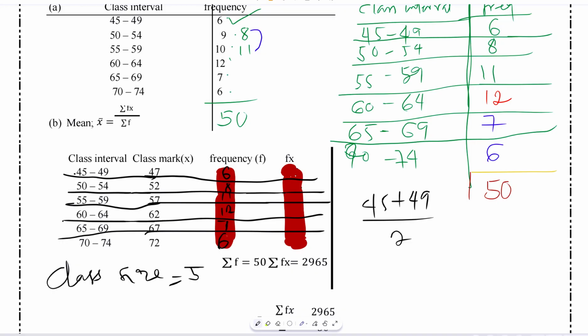So what you want to do to get your fx is multiply them. You start with 6 times 47. You have to do it calmly. 47 times 6 is 282. Then 52 times 8. That's 416.